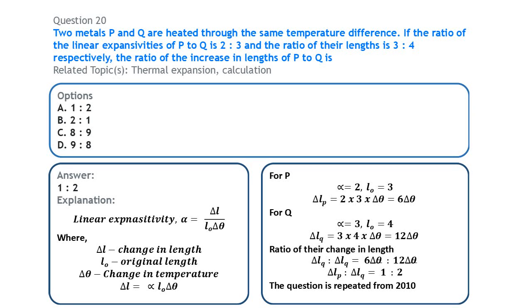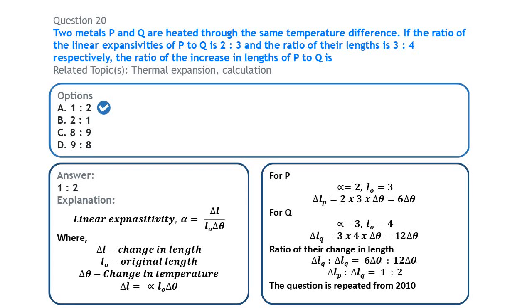Alright, so we now say the formula for linear expansivity is alpha is equal to delta L over L naught delta theta. If I want to make this change in length the subject of the formula, I'm going to multiply this here. So I'm going to have change in length to be the linear expansivity times the original length times the change in temperature. I will now set up a ratio for the change in length of P to the change in length of Q. The simple way to actually do this is this. Say the change in length of P is going to be equal to the linear expansivity of P times the original length of P. That will be 2 times 3. So this will now be 6 delta theta.